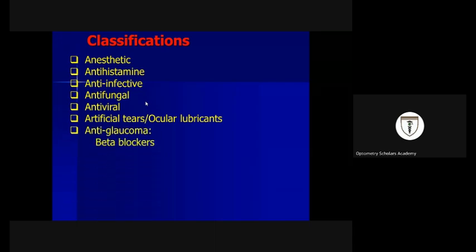So we have the anti-glaucoma drugs, which are the beta blockers. How many are we in the meeting? Okay. We have the beta blockers. We have the carbonic anhydrase inhibitors. We have the prostaglandin agonists. We have the cholinergics. So the beta blockers, an example of the beta blockers is timolol.